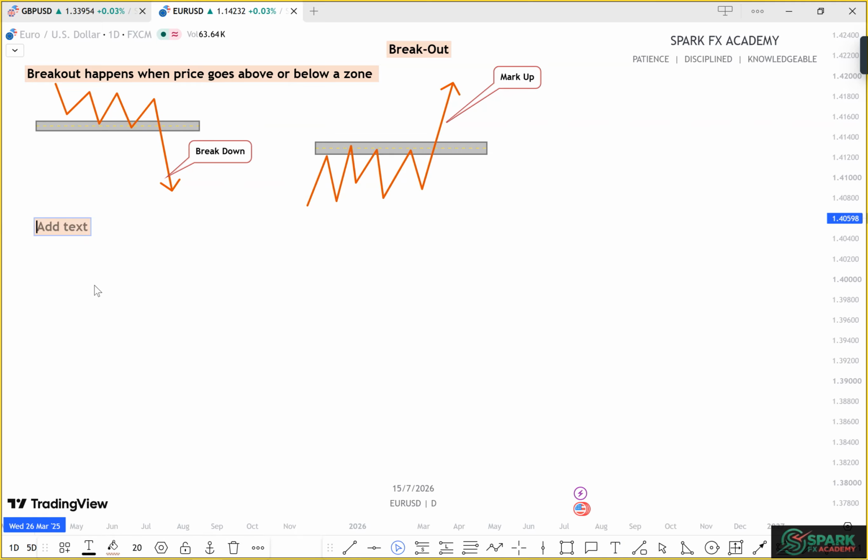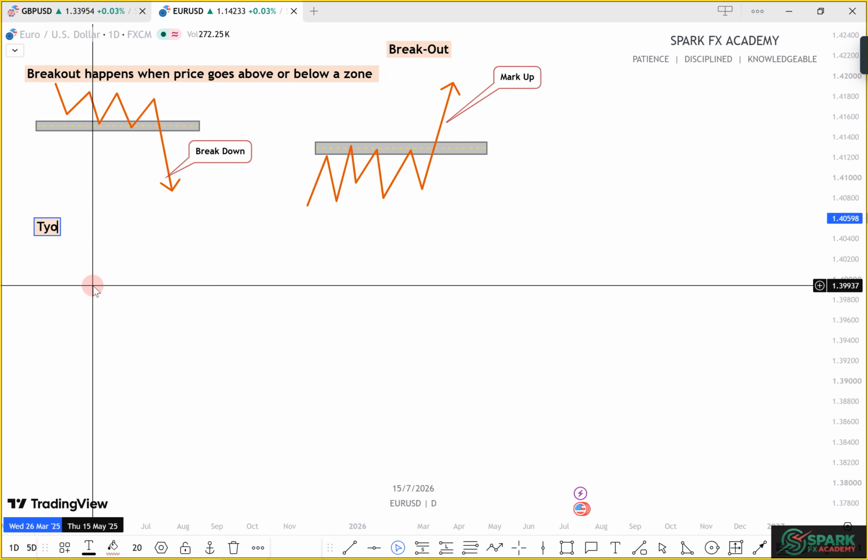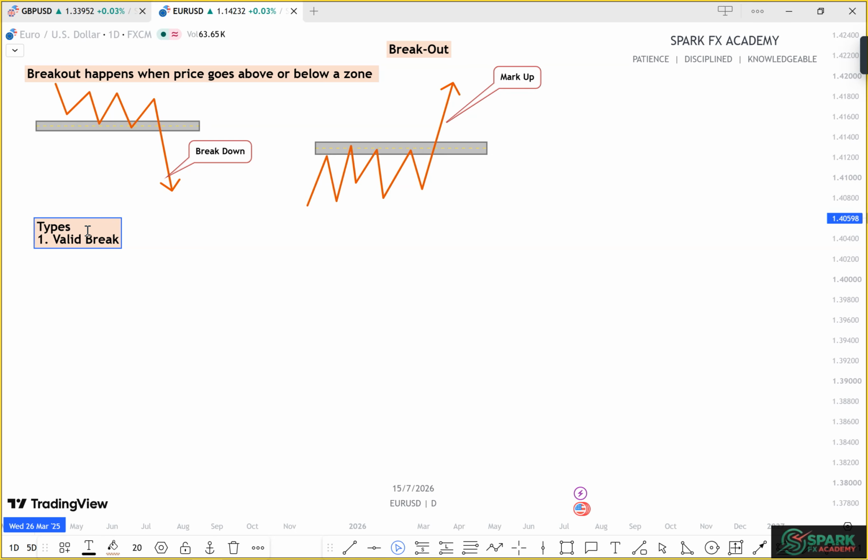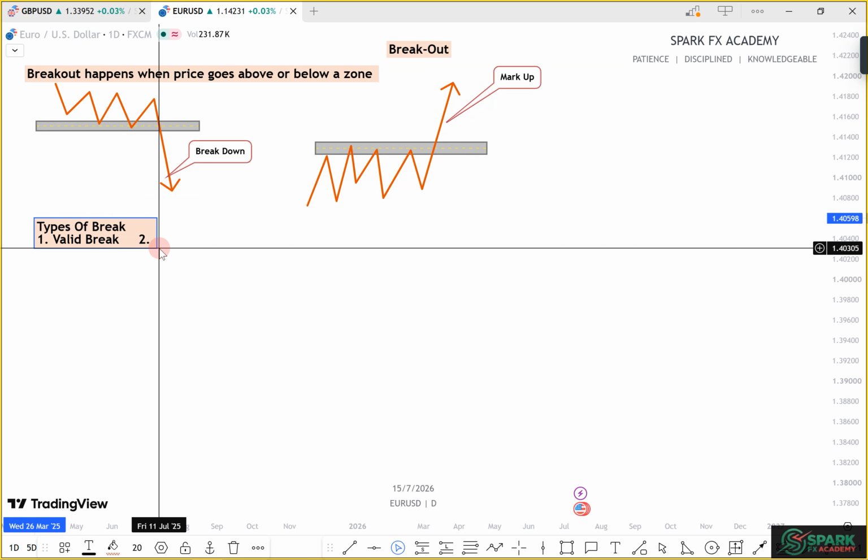Okay, so let's look at types of breakout. Number one, we have valid break. Number two, so let's take the valid break. How do you know valid break? Characteristics. So characteristics of a valid break.